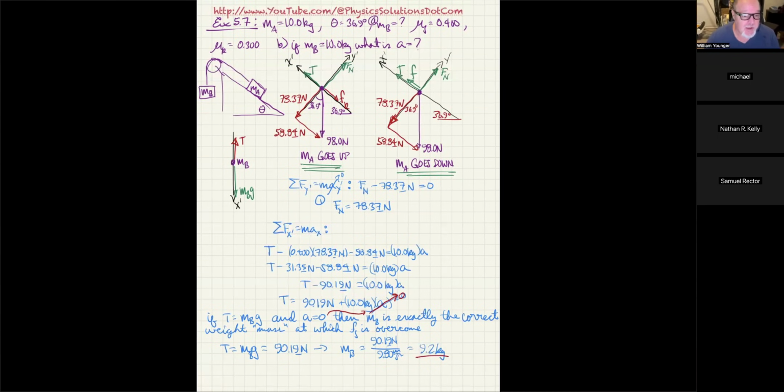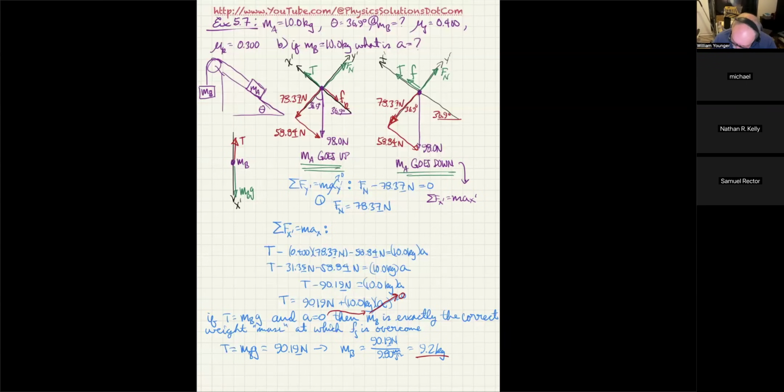Now what we've got to figure out, as the question said, let me reread the question just so y'all know: if the coefficient of static friction is mu sub s equals 0.4, determine what range of values of mass mB will keep the system at rest. So now I've got to consider the case where mA goes down. And to do that, I'm going to say the summation of forces in the x direction. I'm going to do this in purple just to make it stand out from the other one. So the summation of the forces in the x prime direction equals mass times acceleration in the x prime direction.